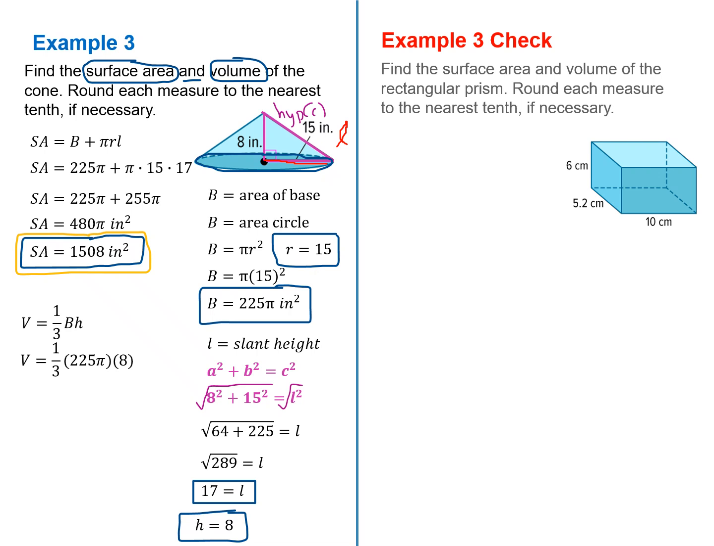So plugging in what we know into the formula, 1/3 times 225 pi, because that was the area of our base, times our height of 8, leaves us with 600 pi if written in terms of pi, 600 pi inches cubed, but rounded to the nearest tenth leaves us with 1,885 inches cubed as our volume. So we've answered example 3.